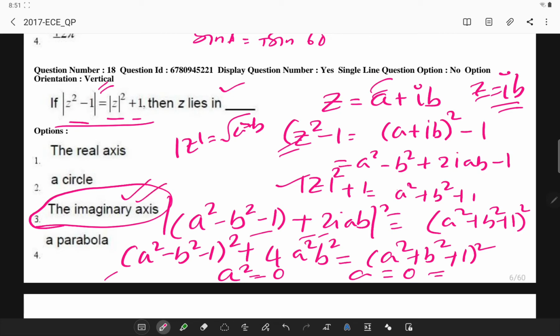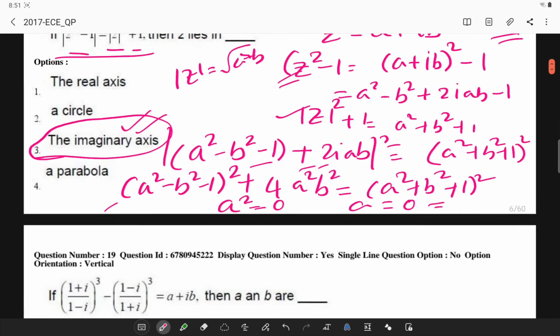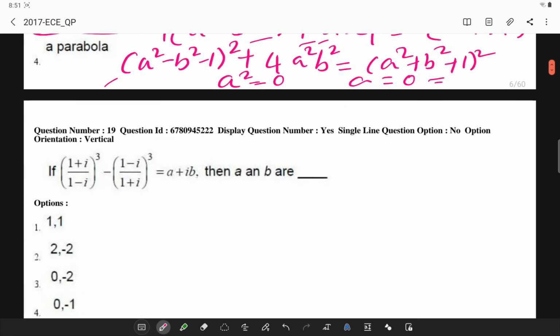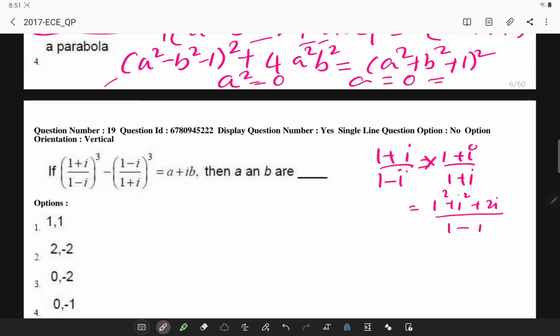Next, so this is also related to complex numbers. So 1 plus i divided by 1 minus i, if I do rationalization, so multiplying with 1 plus i divided by 1 plus i, so it will be 1 square plus i square plus 2i divided by 1 minus i square, or simply I will be having 2i divided by 2 or i.